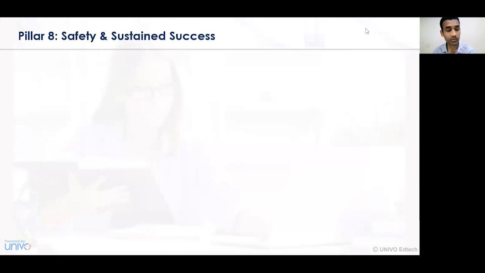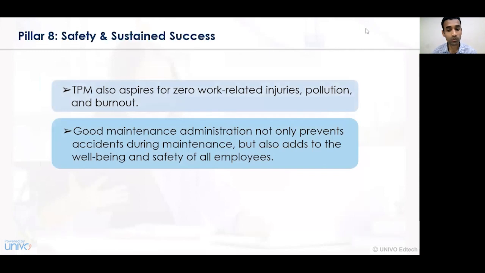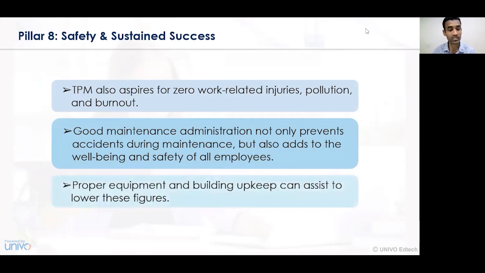And lastly, the eighth pillar of TPM is safety and sustained success. Safety means zero work-related injuries, pollution and burnout. All those issues must be avoided, and hence there must be a safe and healthy environment for conducting business activities. And there should be a continuous preference for sustained success.